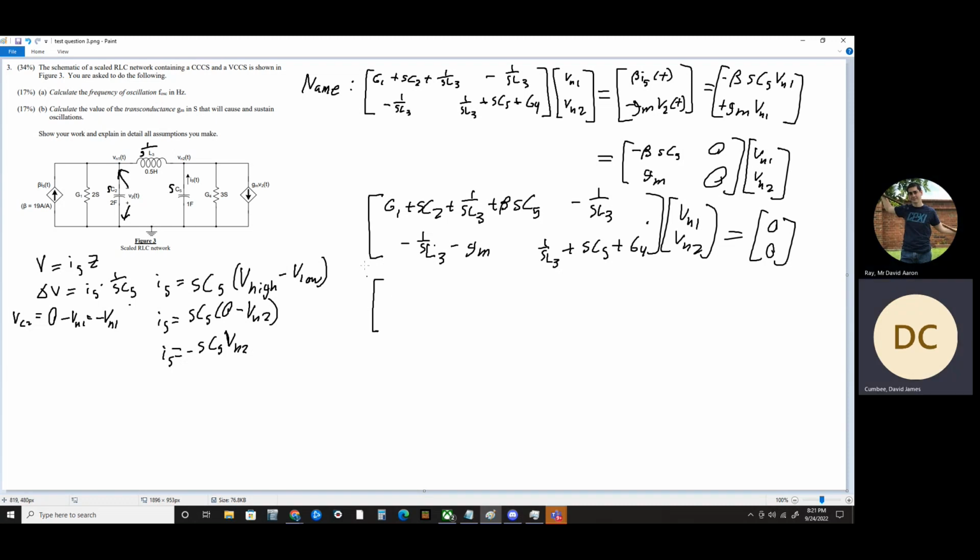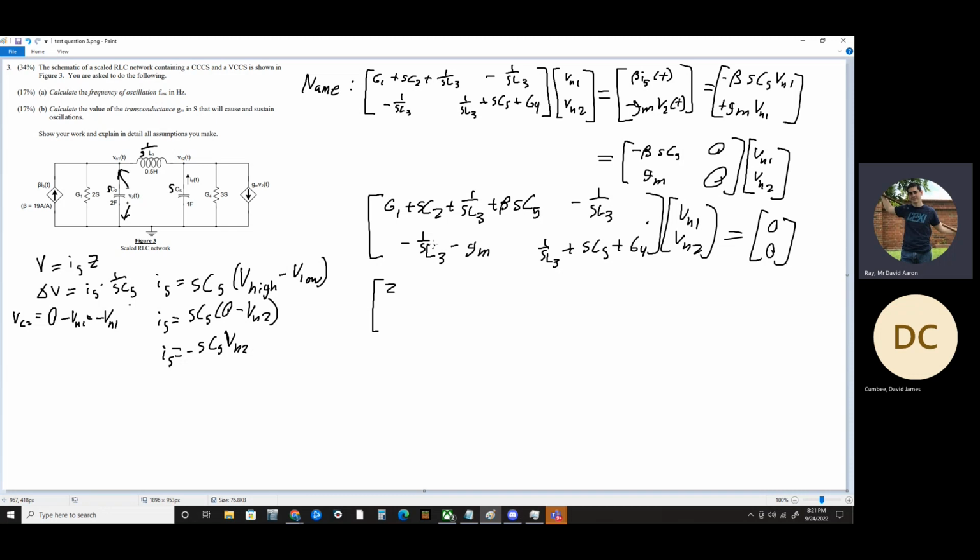Okay, that sounds good. So we're going to plug in 2 here: 2 plus SC2, that's going to be plus 2S. 1 over SL3, L3 is 0.5, so that's going to be 2 over S, plus BC5, so beta is going to be 19, 19 times C5, C5 is 1, so that's going to be 19S. 1 over SL3 is 2 over S. GM is going to be... Oh, right, we're going to be solving for GM later. So GM is going to be left there.